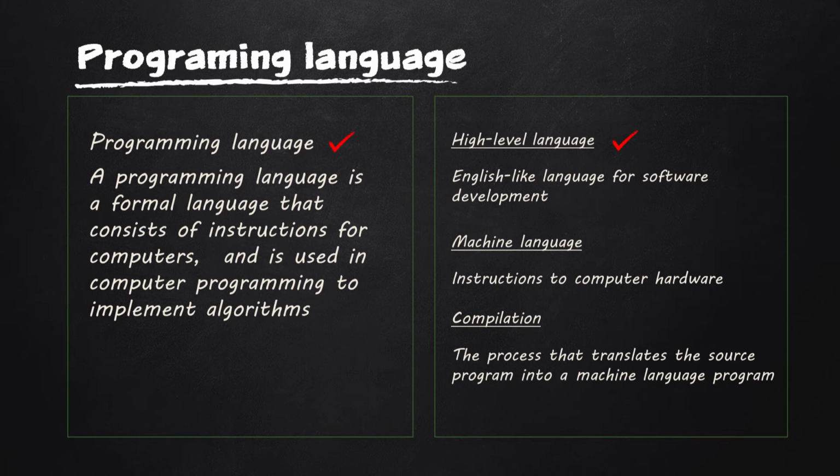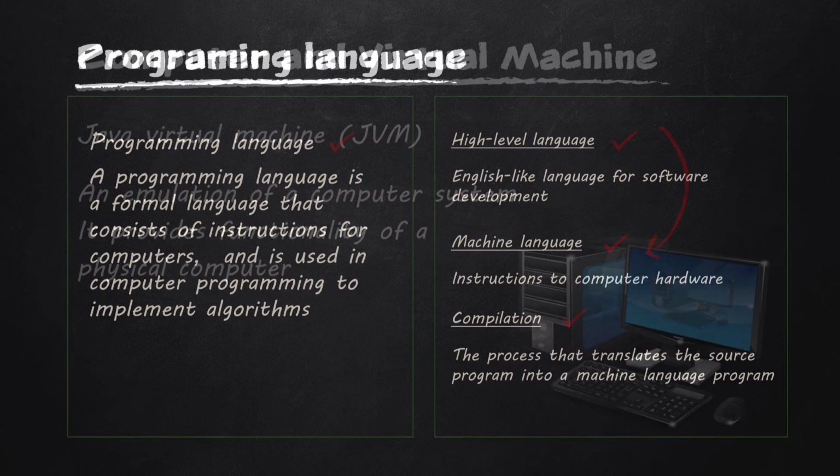The high-level programming language is English-alike, human-readable language that developers use to write their source code. Although it is human-readable, it is not machine-understandable. In order for a machine to understand your instructions, a high-level language must be converted into machine language. The process of converting a high-level language into a machine language is called compilation. The tools that do compilation are called compilers.